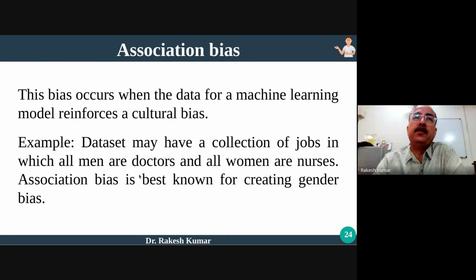The only thing is, when I was training that machine, I had to train it by making use of data. Say I had the data of my 10,000 employees, and suppose all that data was about females who were nurses.